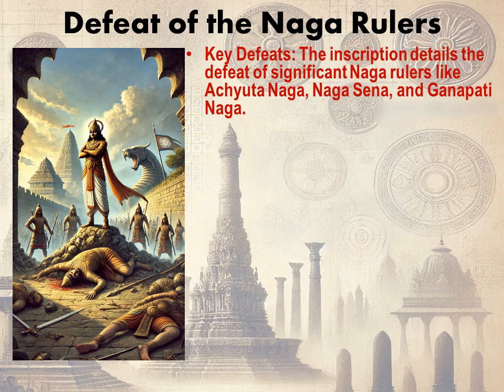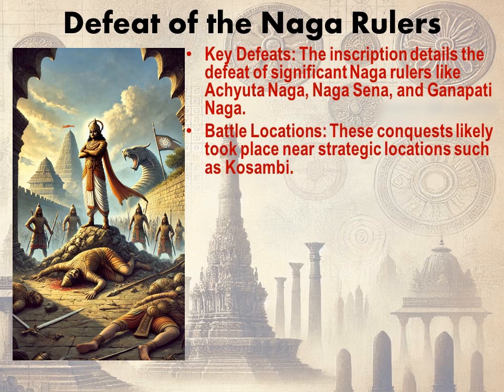The inscription details the defeat of significant Naga rulers like Achyuta Naga, Nagasena, and Ganapati Naga. These are the rulers who have been mentioned as being defeated by Emperor Samudragupta. These conquests likely took place near strategic locations such as Koshambi. Koshambi is one of the most important strategic locations of the Indian subcontinent, so these battles may have taken place near areas like Koshambi.